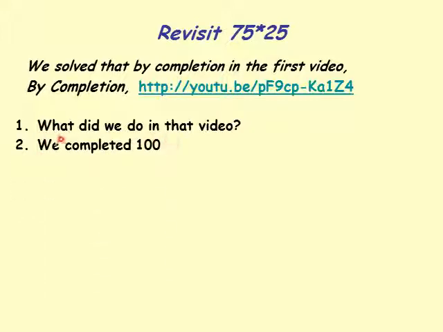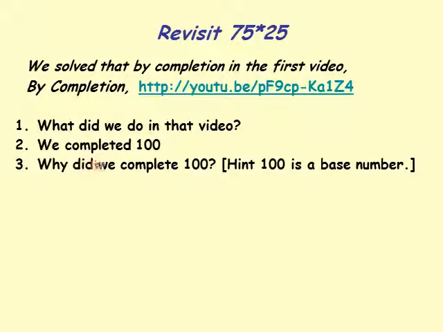We completed 100. Why did we complete 100? Because 100 is a base number, and multiplying by a base number is very easy. Just add a couple of zeros to the right. Let's continue here. What did we do to complete 100? Do you know how to make 100 of 75? Do you still recall that?